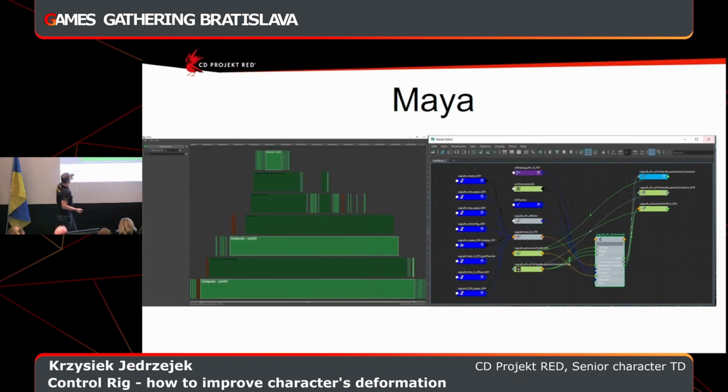And here you can notice that Maya sometimes calculates the same node a few times. Yeah, and I think this is one of the reasons why deformation in Maya is slower than in the engine.